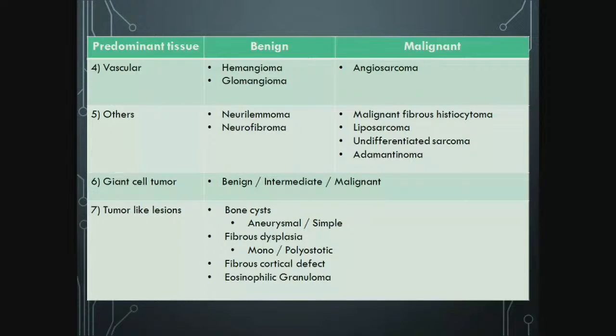So fibrous dysplasia is again classified into monostotic fibrous dysplasia or polyostotic fibrous dysplasia, depending upon the involvement of the skeletal structures. Fibrous cortical defect is a single lytic lesion which commonly presents on the anterior shin of the tibia and appears to be a tumor-like structure. It has to be differentiated from Ewing sarcoma, which also has a similar kind of picture. Eosinophilic granuloma is another tumor-like lesion.